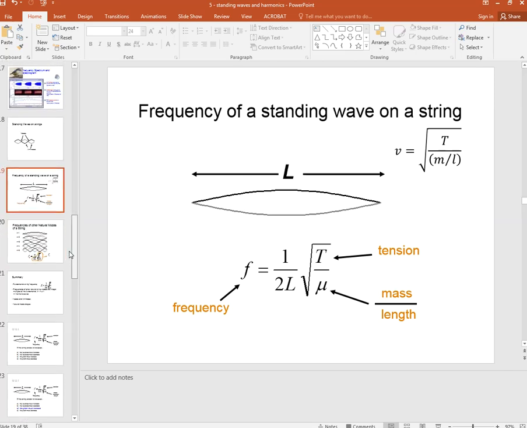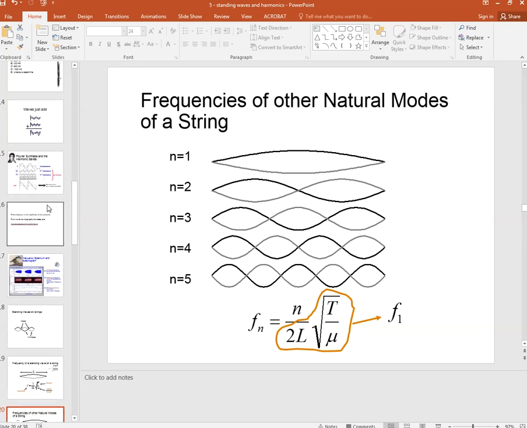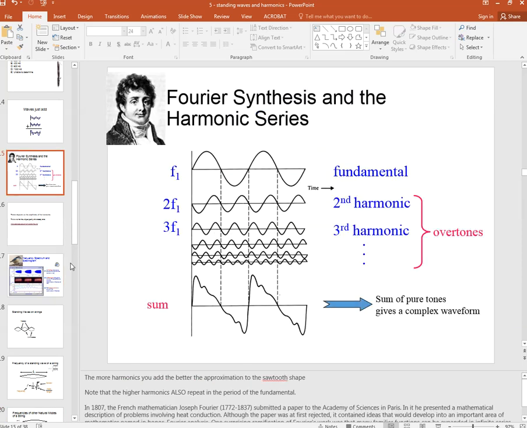One of the consequences of being able to vibrate the string in different ways is that there are many different natural modes of a string, each of which produces different frequencies. And finally, we also talked about how many frequencies can be present together, and these add to the unique qualities of the sound, also known as the timbre. That was discussed when we looked at the spectrogram of the birdie, and also when we did the simulation of Fourier synthesis.